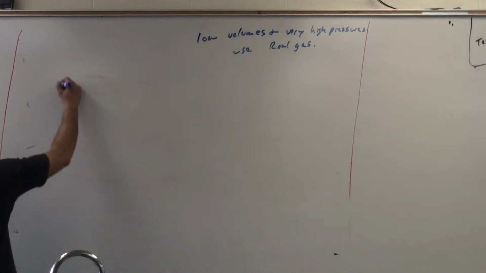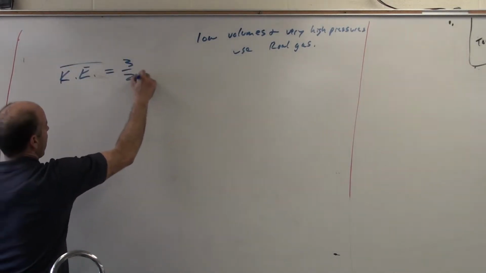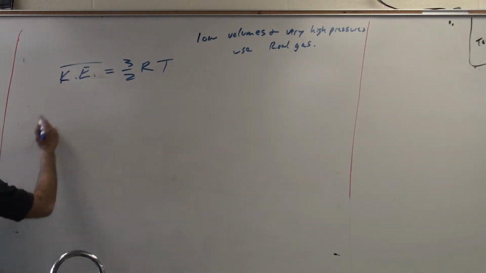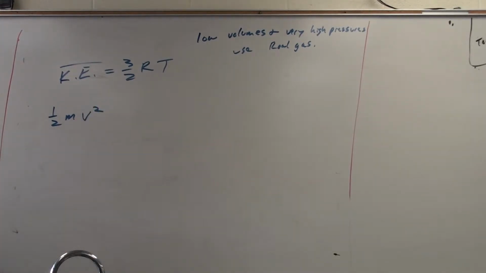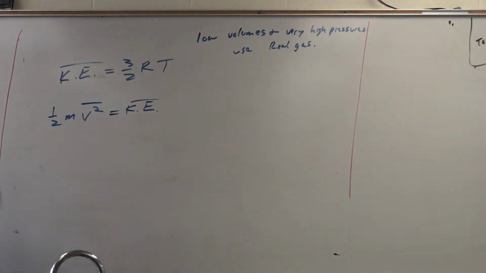Kinetic energy. The average kinetic energy is 3/2 RT. Kinetic energy is 1/2 mv squared. And if you're dealing with the average kinetic energy, it would be the average of your velocities. So that's average kinetic energy. Is this still chapter 4? No, this is chapter 5, sorry.